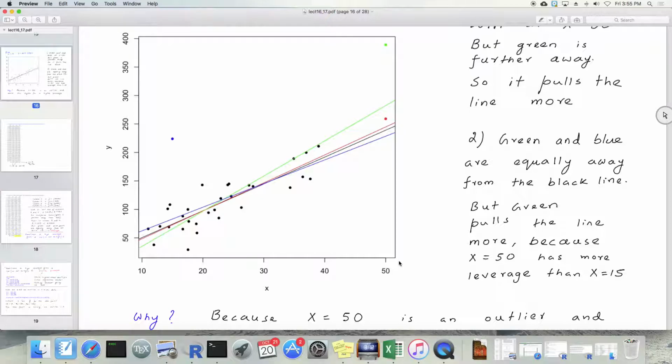Why does the green point have high leverage? Because x equal to 50 is an outlier, and for an outlier, PII is high. If PII is high, that means the leverage is high. So for high leverage, it has the ability to change the line too much. But the blue doesn't have high leverage, so it's not changing the line by too much.